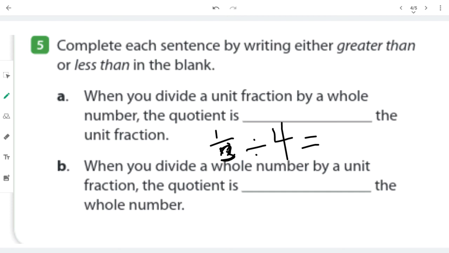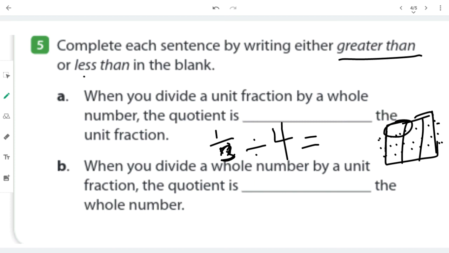So think about that. If I have 1/3 of a piece of paper and then I cut it up some more, are those pieces going to get smaller or bigger? Think about that. And if you don't know, make a model. Show us what that piece of paper might look like. What would happen if I took this third and cut it into 4 equal pieces? Is that piece greater than or less than 1/3?